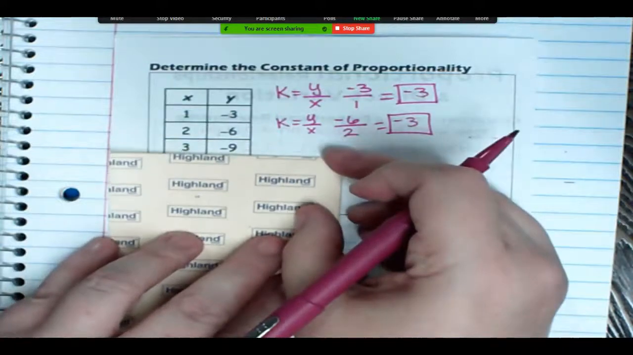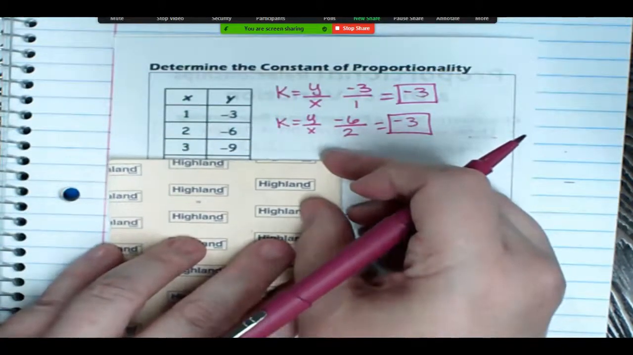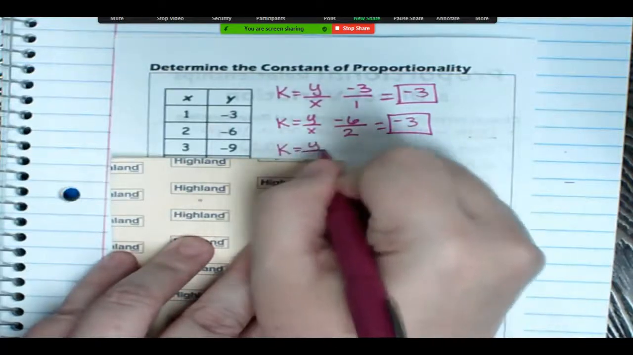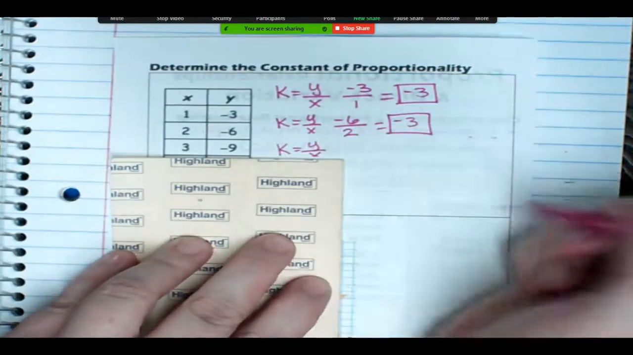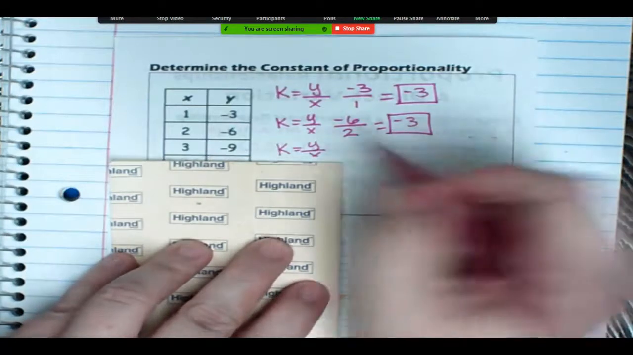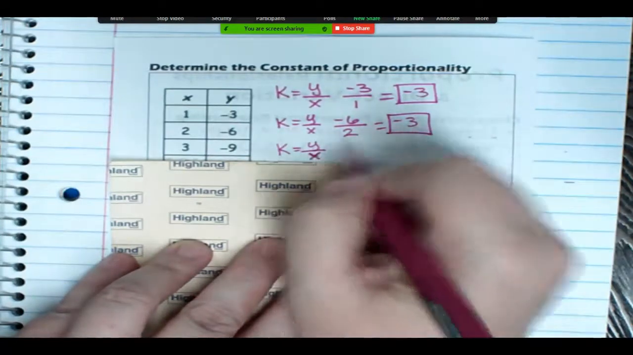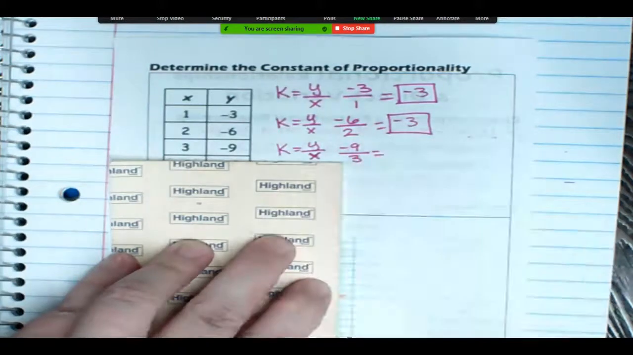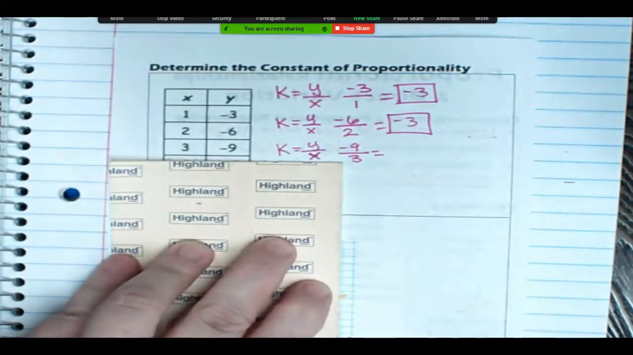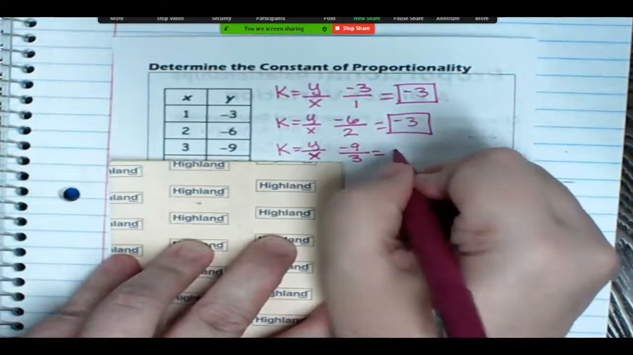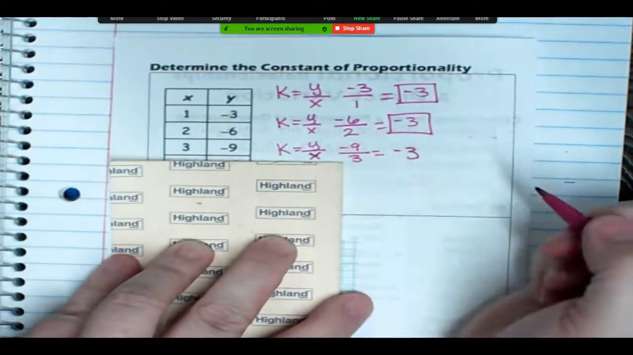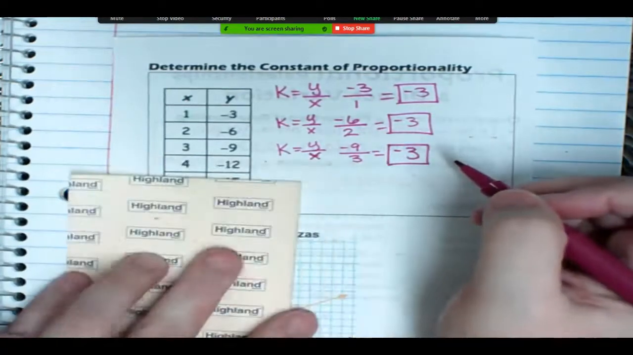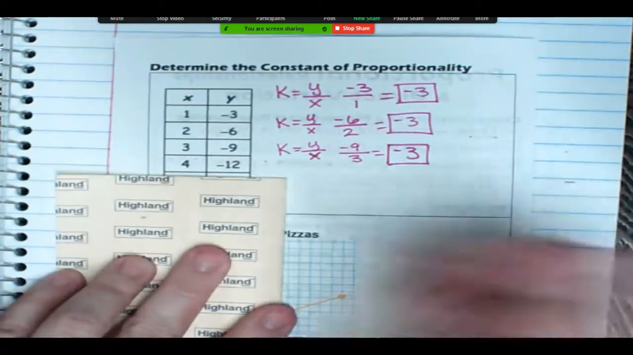Let's look at the next one. K equals Y divided by X. My Y value is -9. My X value is 3. What's my constant of proportionality? Did you get -3? All right. Two more to go. Hopefully they work.